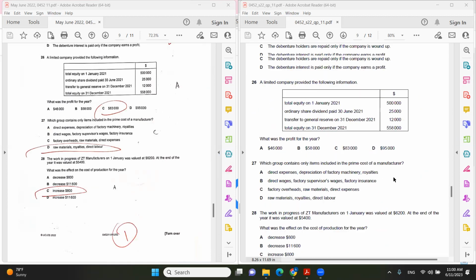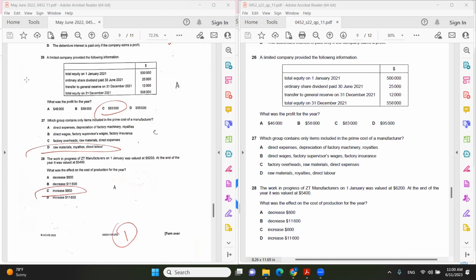Question 26. A limited company provides the following information: total equity, opening, ordinary share dividend, transfer to general reserve, and total equity. What is the profit? We use the statement of changes in equity. What is the plus? What is the minus? The opening is a plus. The ordinary share dividend paid has to be a minus.